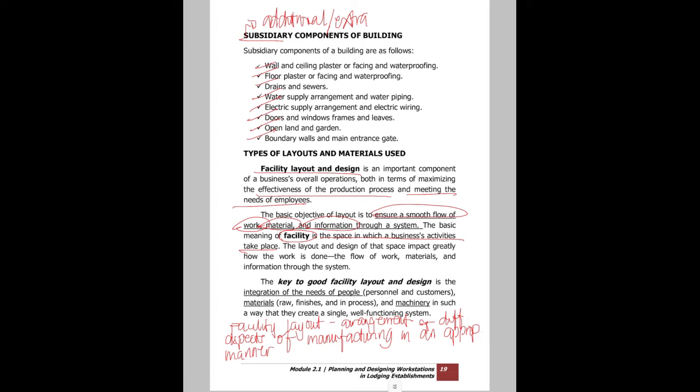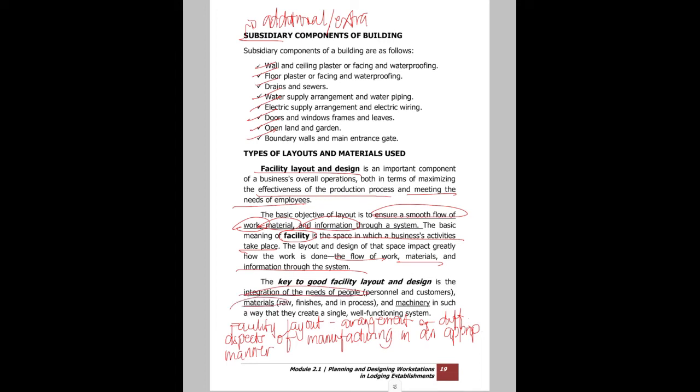The layout and design of that space impact greatly how the work is done, the flow of work, materials, and information through the system. So, the key to a good facility layout and design is the integration of the needs of the people and the materials.